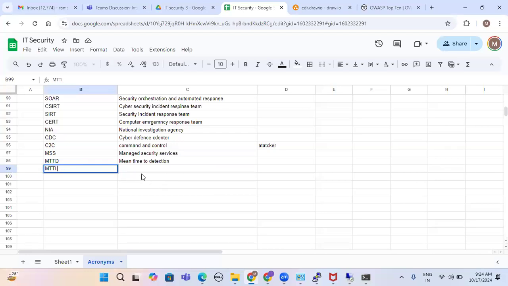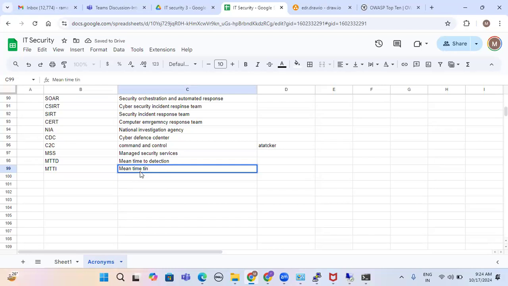MTTI, mean time to identification. The average time, how much time it will take to identify a security incident by a security tool. So that is called MTTI.